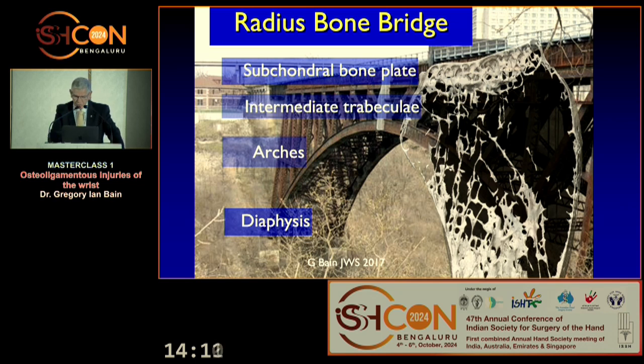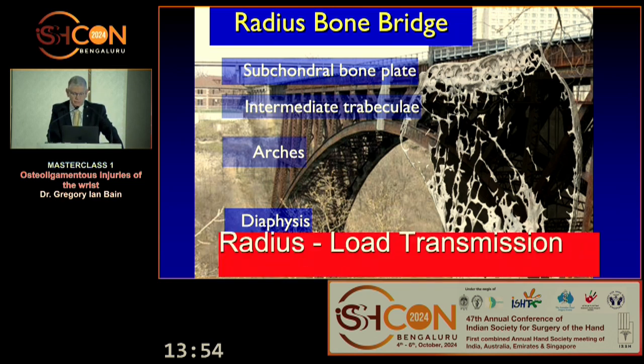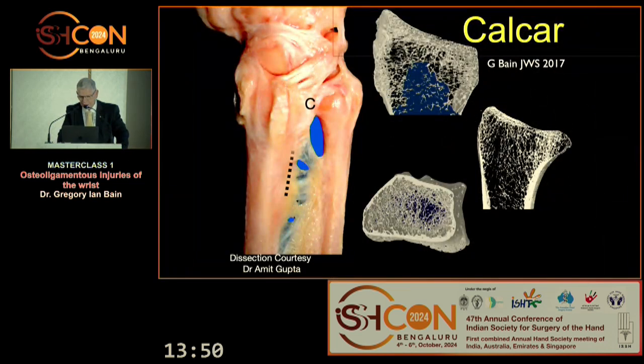This is some work on the microstructure of the distal radius that we did some years ago. So we can see the subchondral bone plate distally and these arches that go down to the metaphysis, and there's very fine and thin intermediary trabecula that span in the metaphyseal area of the bone. The radius is clearly important for loading across from the articulation.